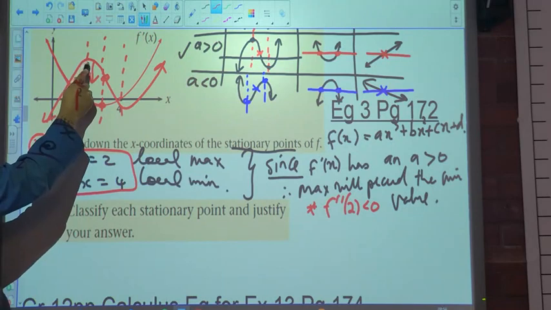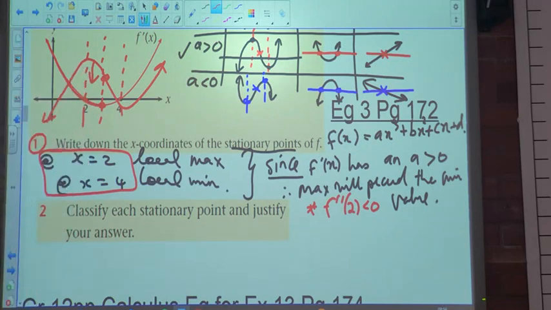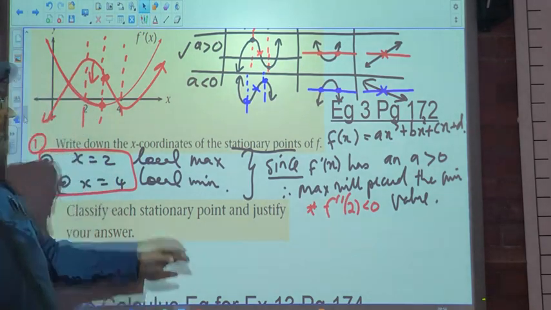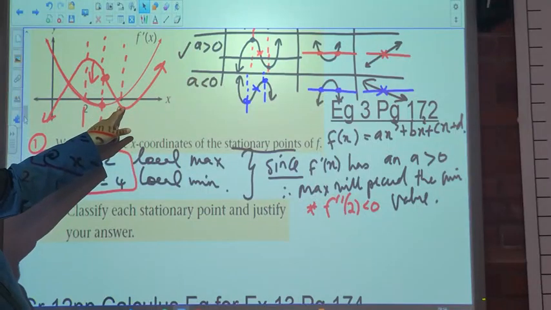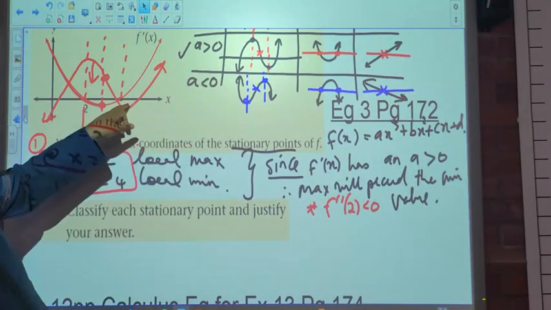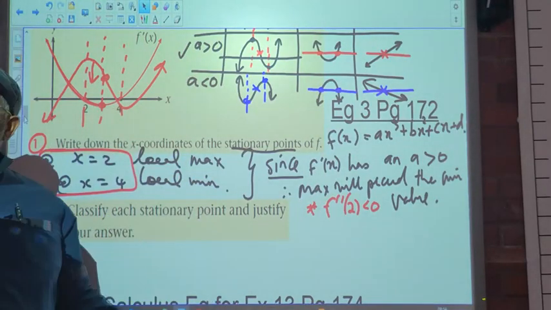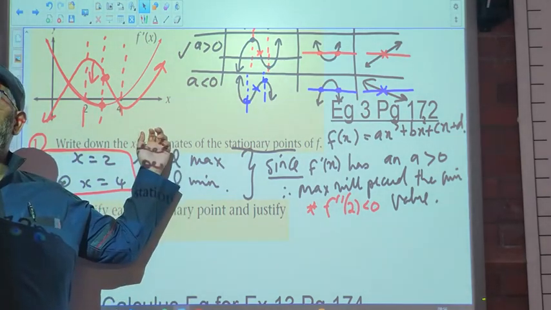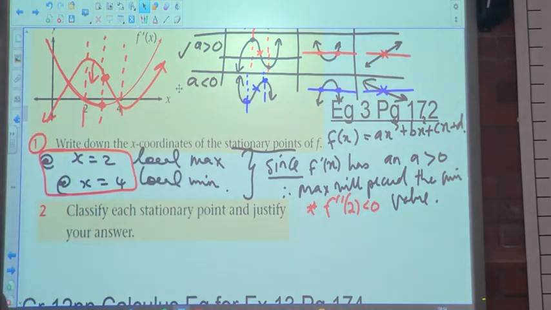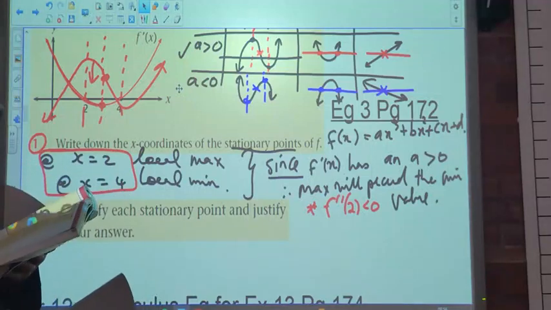Therefore, this is a maximum value. Okay, that's the approach right there. And because f double prime of x is more than 0, so it's concave up, which is making it a local minimum. Okay, so either way, you'll get the full mark there.